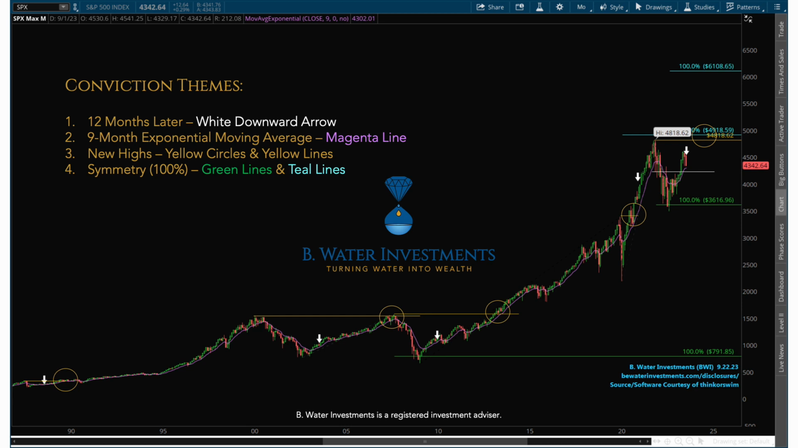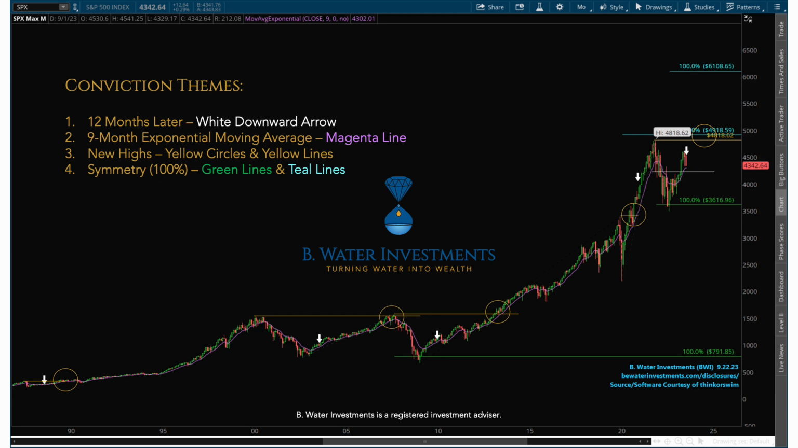So, as of right now, we're back testing the 9-month exponential moving average, and as long as we're above that 9-month exponential moving average come the end of October, BWI believes that the trend is most likely going to continue higher.